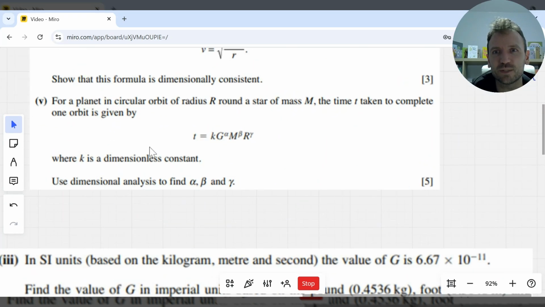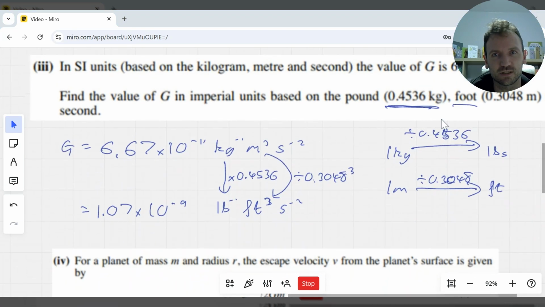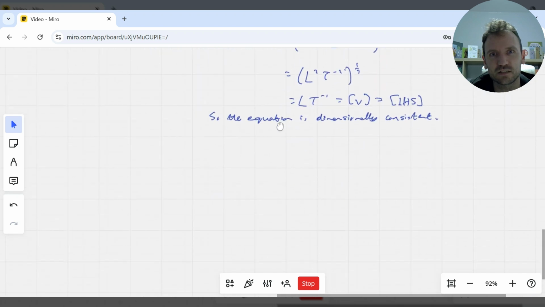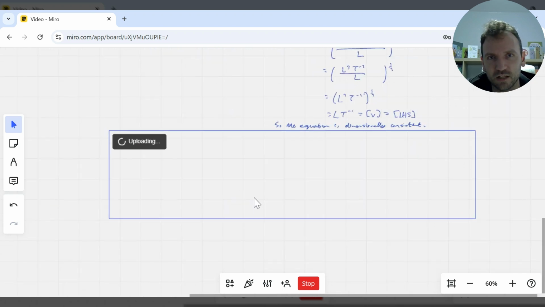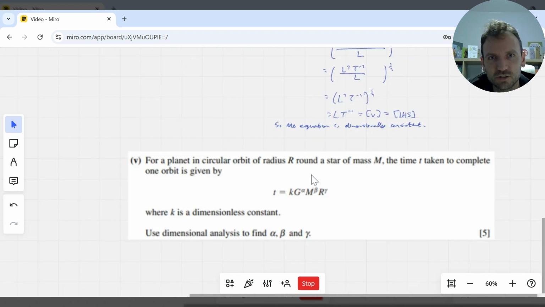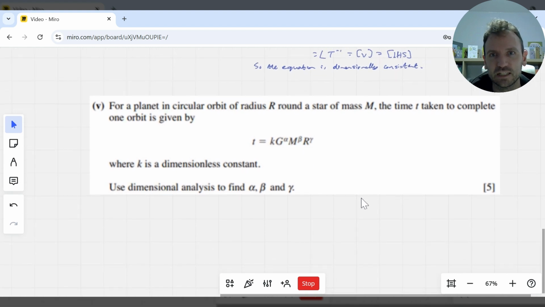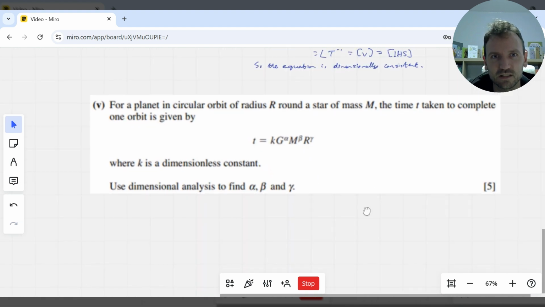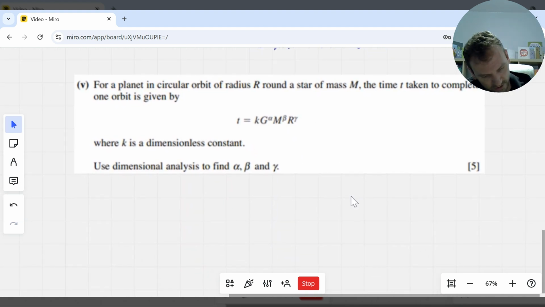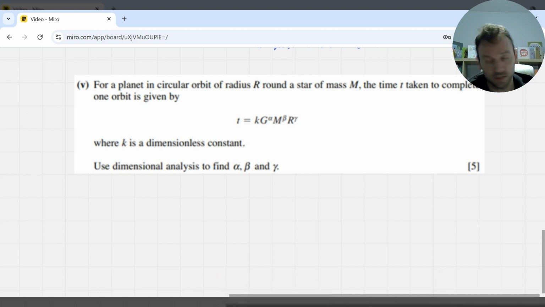And then the final bit's a really classic sort of question you get in dimensional analysis questions, where we're being asked to use a formula to work out what these powers must be to make it dimensionally consistent. So we're always going to start by saying, well, any formula that's correct must be dimensionally consistent. So we must have the dimensions of T equal to the dimensions of the right-hand side.